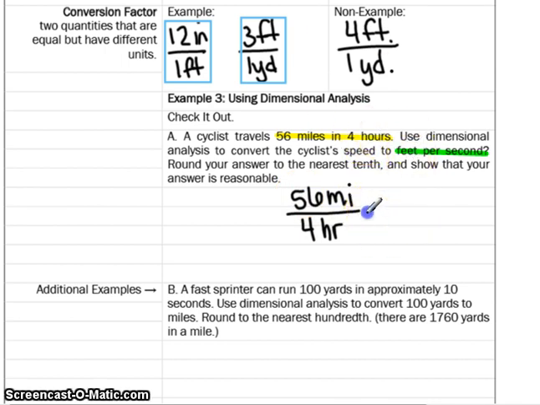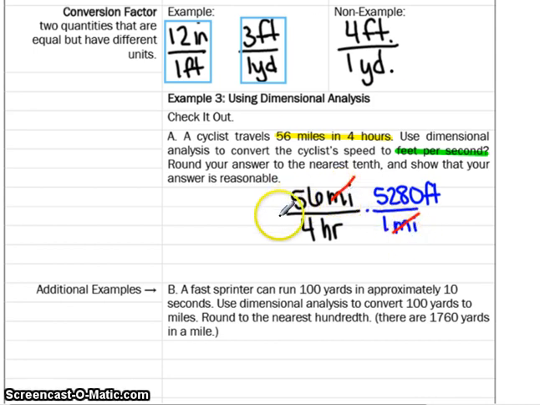The first thing I'm going to do is set up another fraction over here, and I know that I'm taking miles into feet. So I have to ask myself, okay, what do I know about feet and miles? And I know that there are 5,280 feet in 1 mile. And see how I put miles diagonally from miles? That's what you want, okay? Make sure to put your same units diagonal from each other.